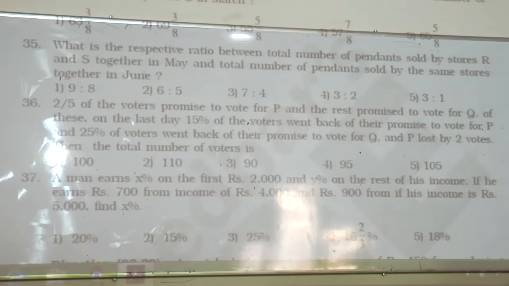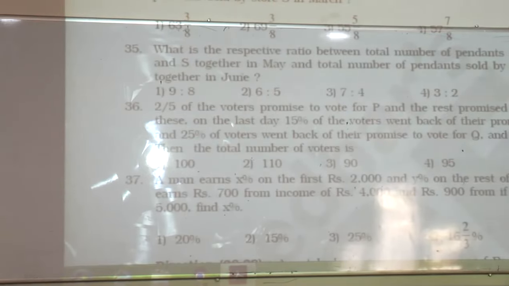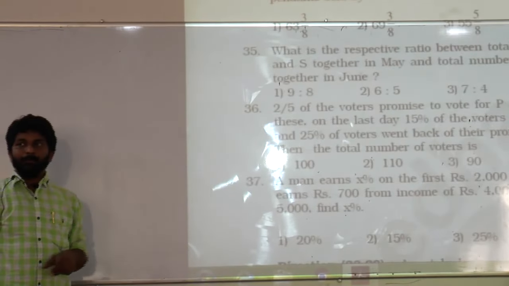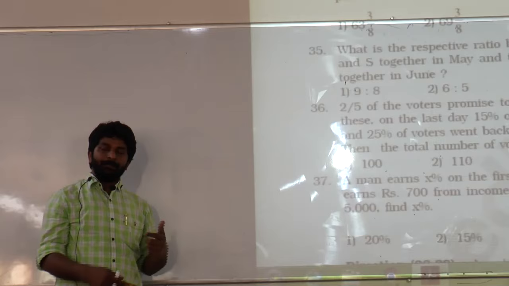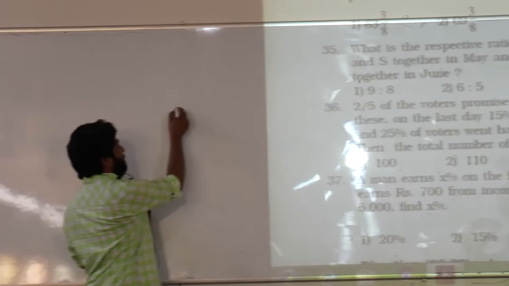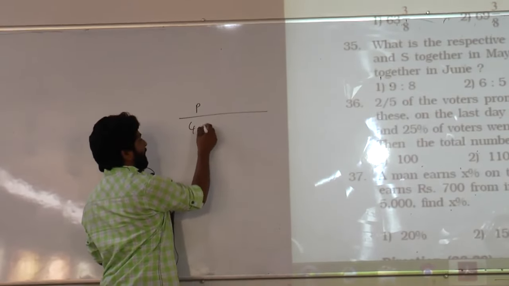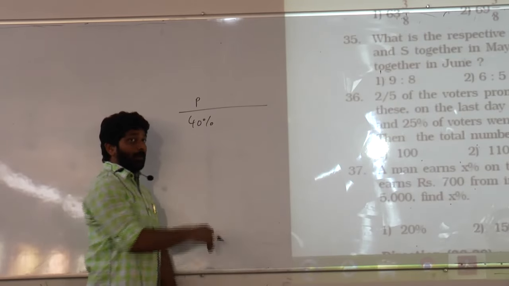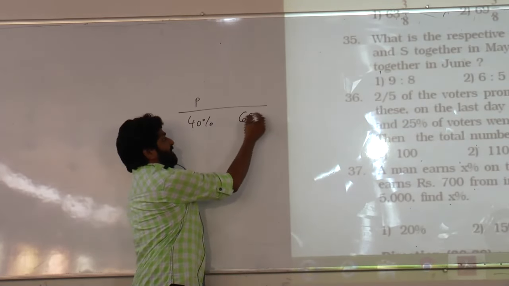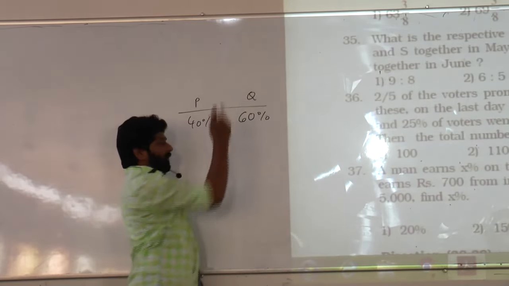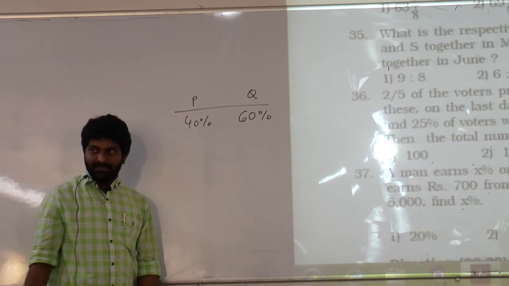So out of total voters, 2/5 have promised to vote for P. What about 2/5 in terms of percentage? 40%. So for P, 40% have agreed to vote for P. What about the remaining percentage? So these 60% are going to vote for Q because we have only 2 contestants.